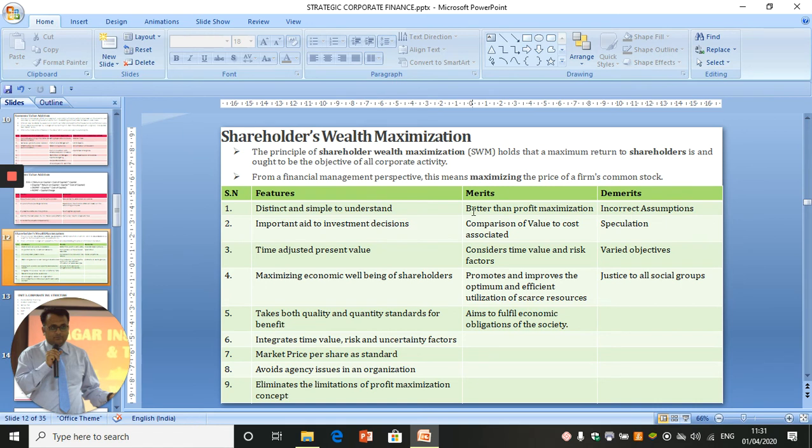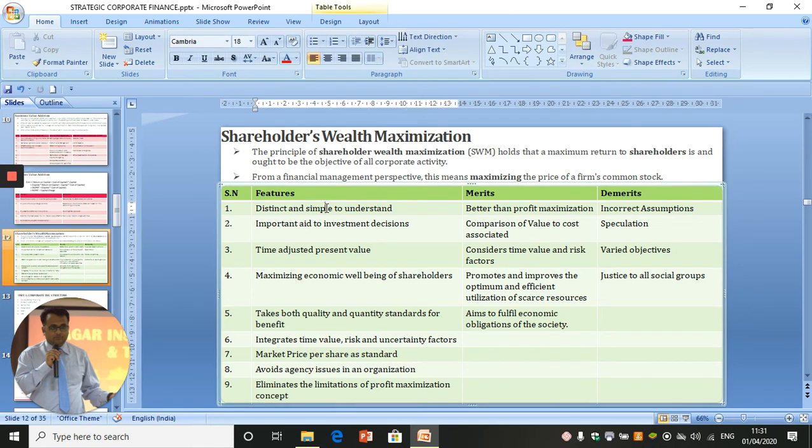Now, features are distinct and simple to understand. We already discussed this in financial management in the second semester. So it is distinct and simple to understand because, yes, the owner's wealth has to be maximized. It is simple business that whosoever is investing, his money should be maximized. That should be the sole aim.